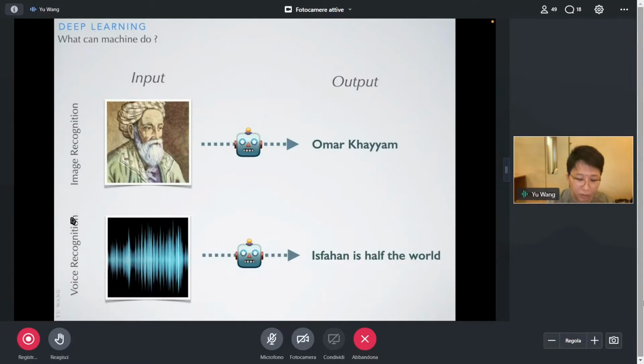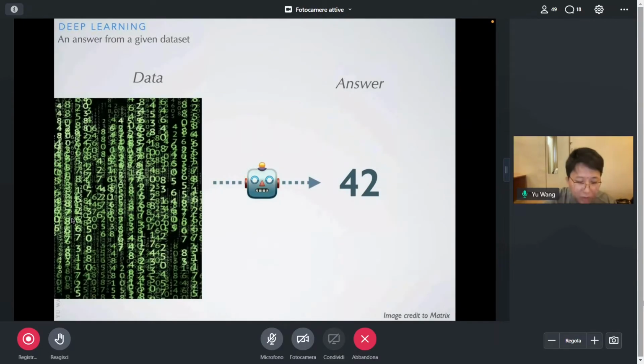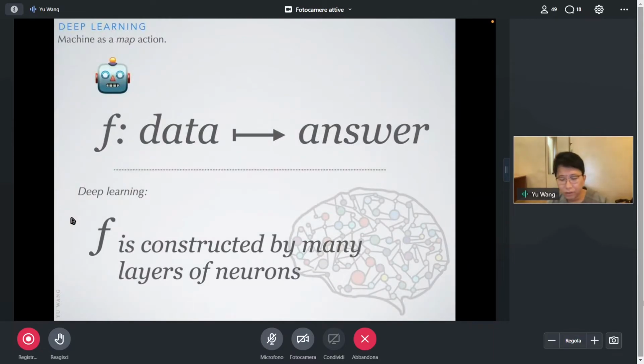So broadly speaking, there are only two axes of our four-dimensional universe. We live in time and space. So the data is no exception, with time and space. So what machine learning has to do is to receive this data and to give an answer. And abstracted to mathematics, this little robot can be seen as a map, mapping the data to the answers.